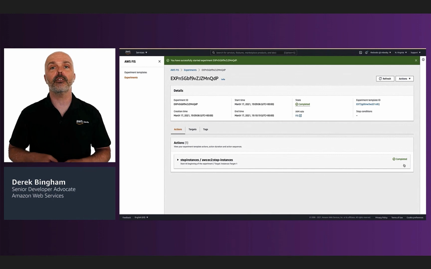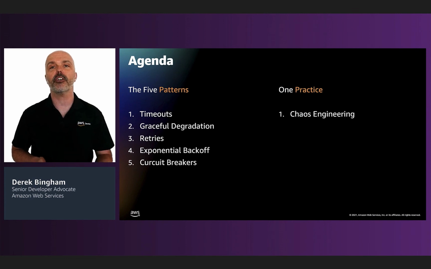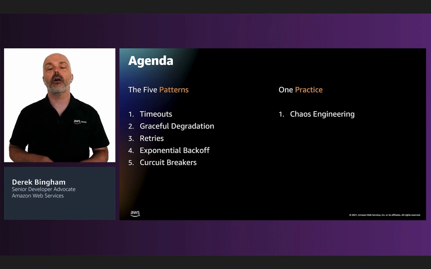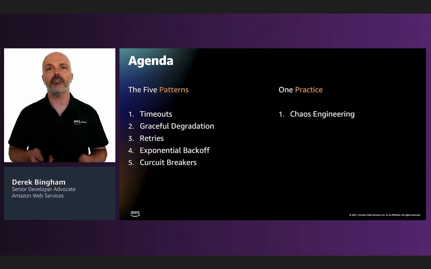So that's the talk for today. We went through 5 patterns of timeouts, graceful degradation, retries, exponential back offs, and circuit breakers, and I've showed you one practice, all to help you build more resilient applications and keep your users happy in using those applications.